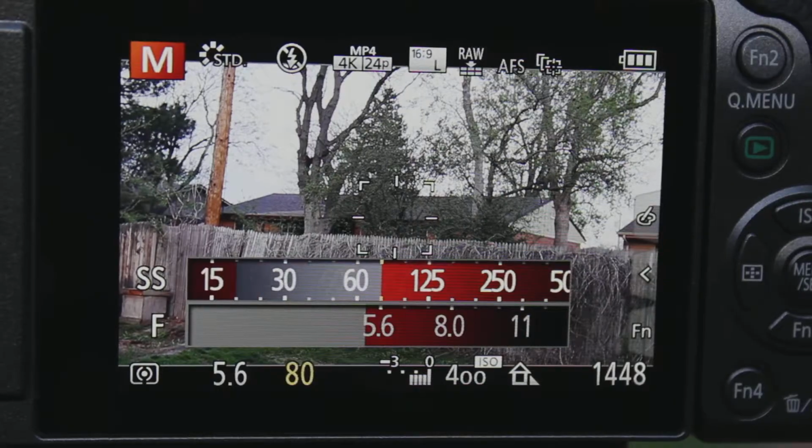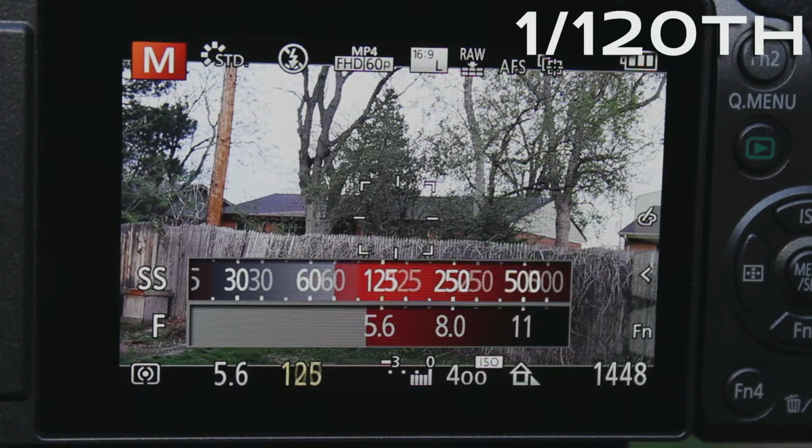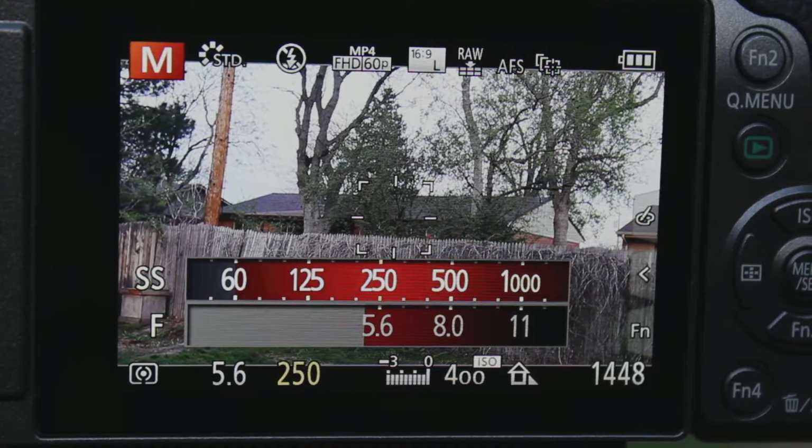The next thing you need to think about is shutter speed, and this is pretty easy. All you have to do is set your shutter speed to double your frame rate. If you're shooting in 24 frames per second, you would set your shutter speed to around 1/50th of a second. 60 frames per second is 1/120th of a second, and if you're shooting in 120 frames per second, you would set your shutter speed to somewhere around 1/240th of a second.